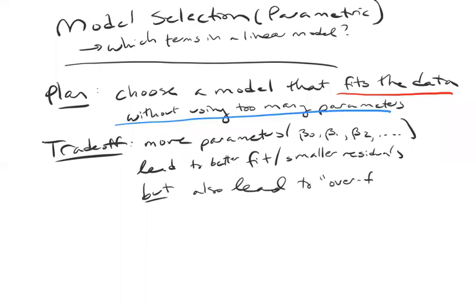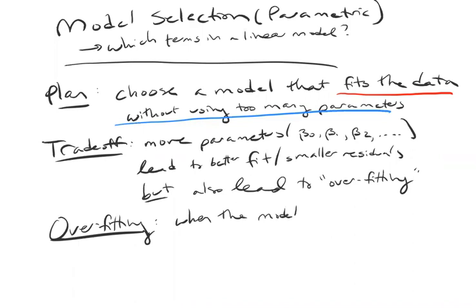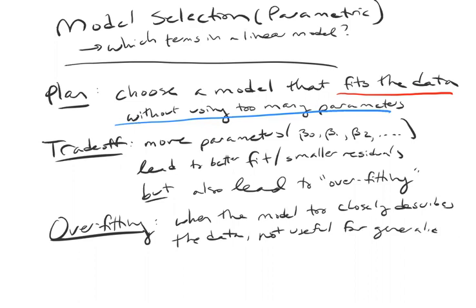And we'll continue to talk about this idea of overfitting as we go forward, so you'll see what it is. But in general, overfitting is when the model too closely describes the data that you used to fit the model, and therefore is not useful for generalization or future prediction.